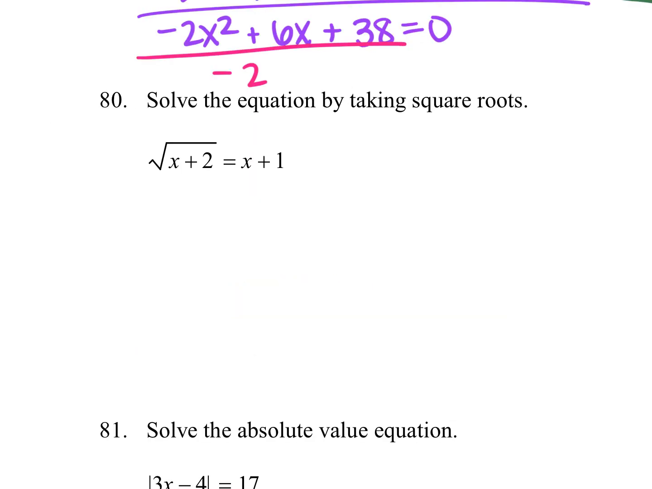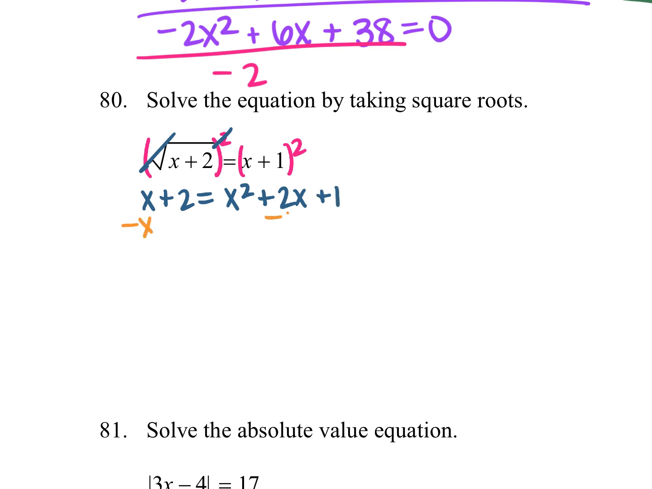For 80, you have the square root of x plus 2 is equal to x plus 1. In order to get rid of that square root, we're going to square both sides here. So that gets rid of the radical and the power on the left side to give you x plus 2. On the right side, that foils out to give you x squared plus 2x plus 1.